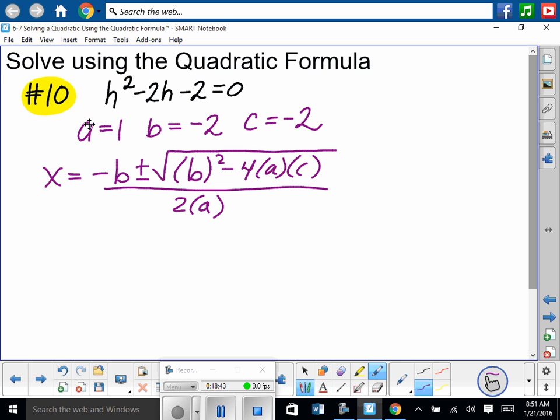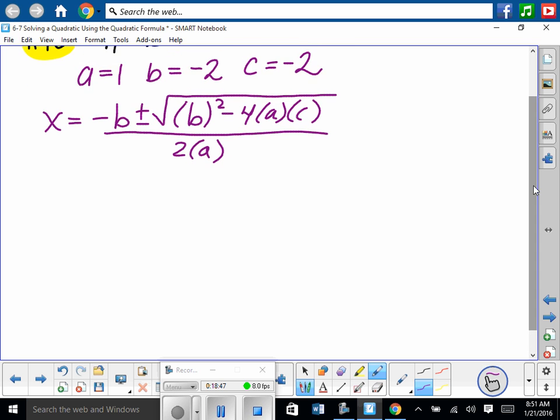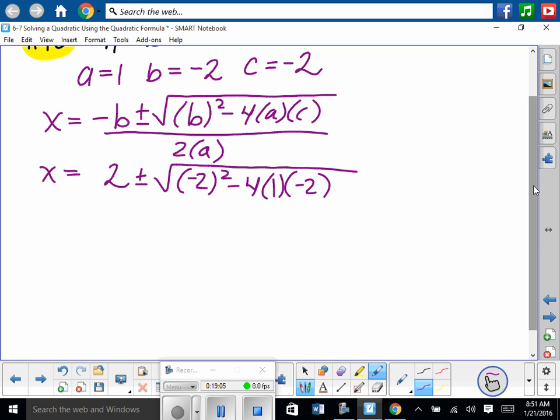Okay, plugging it in. Oh, I need those a, b, and c values. So the opposite of b would be positive 2. So we have x equals positive 2 plus or minus the square root of b squared, so negative 2 squared, minus 4 times a, which is 1, times c, which is negative 2, and that's all over 2 times a, 2 times 1. So we have x is equal to 2 plus or minus the square root.